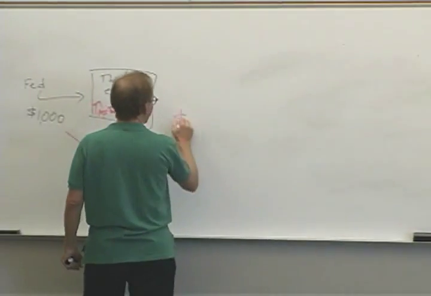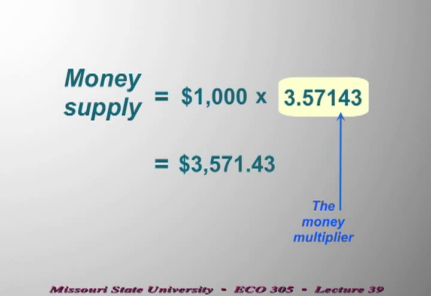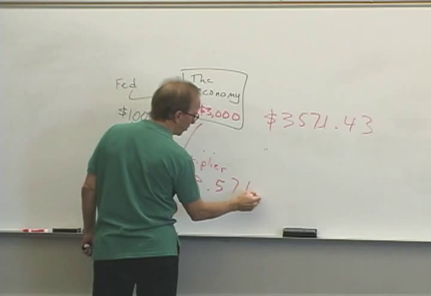$3,571.43. And so our multiplier in that case was 3.571.